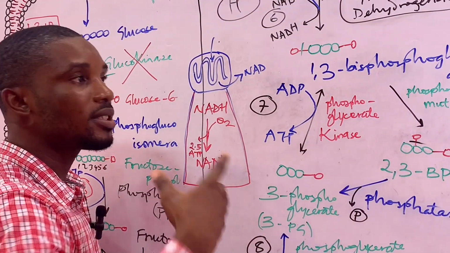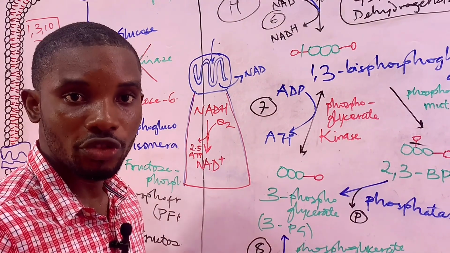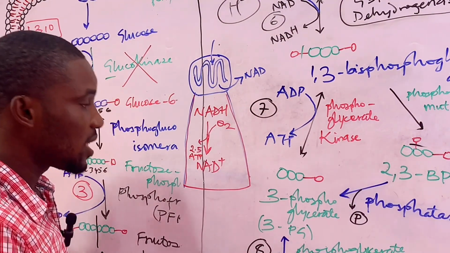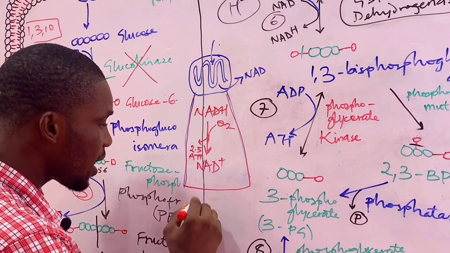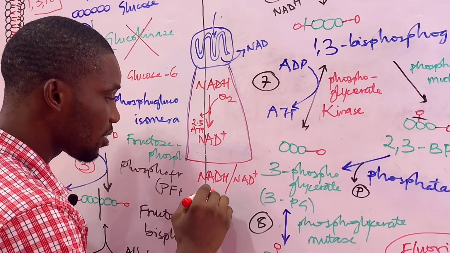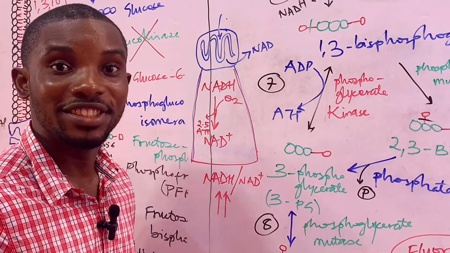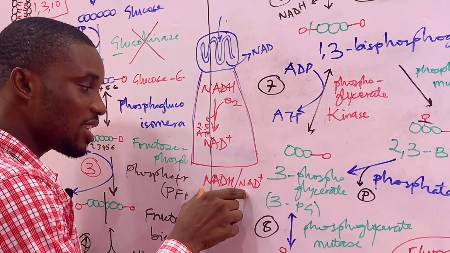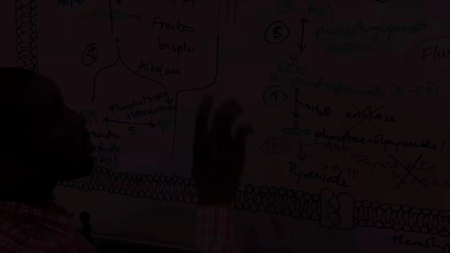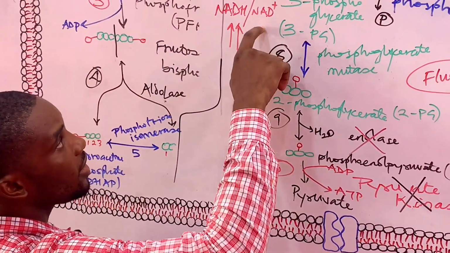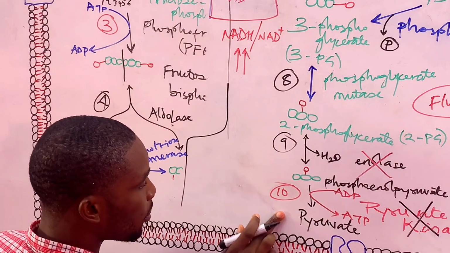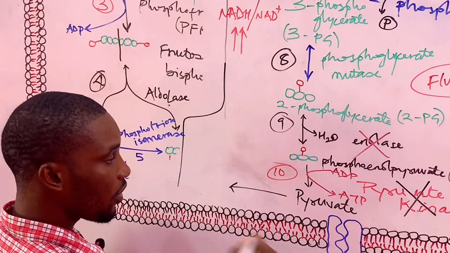So if this reaction does not occur, let's say in cells that lack mitochondria, or cells that have poor perfusion, then the NADH is now so much. The NADH to NAD ratio is increased because there's more NADH. Since the NADH is so much and it cannot continue this process, something happens. When the NADH is so much and NAD is so little, the NADH to NAD ratio is what? High, right? And then something happens. The pyruvate is converted to what? Lactate.